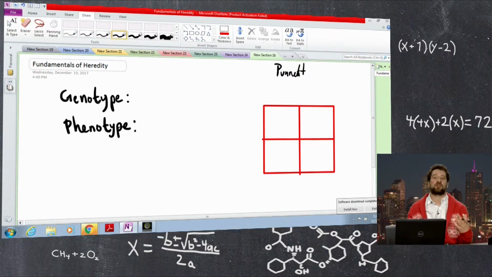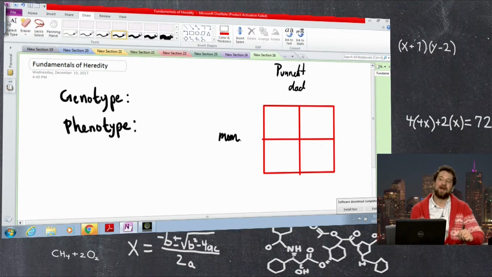Punnett said, okay, we can actually use a simple system to determine the probability of what kind of child is going to exist. So what we do is we use a square like this with 4 spaces, and on the top we put a dad, and on the side we put a mom. We have to know what the father and mother's genotypes are to determine what their children's genotypes are. So let's do an example using the one that we've seen so far, which is blue eyes or brown eyes.